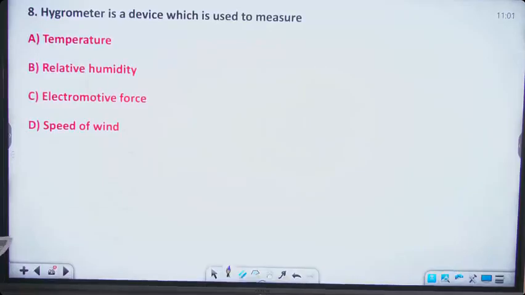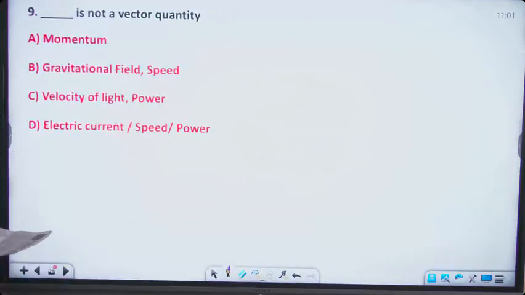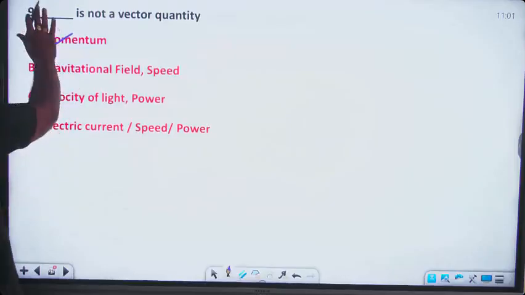Then, hygrometer is a device which is used to measure relative humidity. Ever seen hygrometer? Then, dash is not a vector quantity. And in simple terms, వీటిలో స్కేలార్ క్వాంటిటీస్ ఏవి ఐడెంటిఫై చేసేస్తే దట్ ద టాస్క్ ఇస్ డన్. నాట్ ఎ వెక్టర్ క్వాంటిటీ అన్నాడు కాబట్టి ఆటోమేటిక్‌గా ఇట్ మీన్స్ దట్ టాకింగ్ అబౌట్ ఎ స్కేలార్ క్వాంటిటీ. సో మొమెంటమ్ అంటే ఏంటి? వెక్టర్ క్వాంటిటీ. మొమెంటమ్ ఈజ్ అ వెక్టర్ క్వాంటిటీ అని అన్నాం.